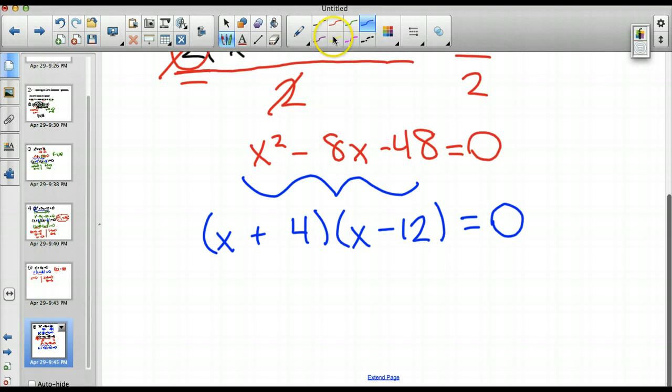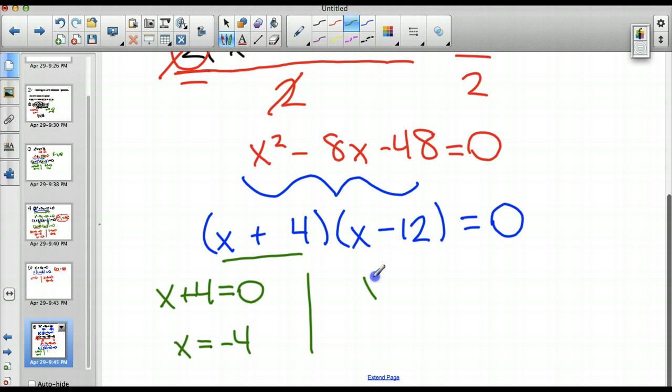So what does that mean in terms of our answers? Well, if x plus 4 is equal to 0, then x has to be equal to negative 4. And then if x minus 12 is equal to 0, x has to be equal to positive 12. So your answers for this one are negative 4 and positive 12.